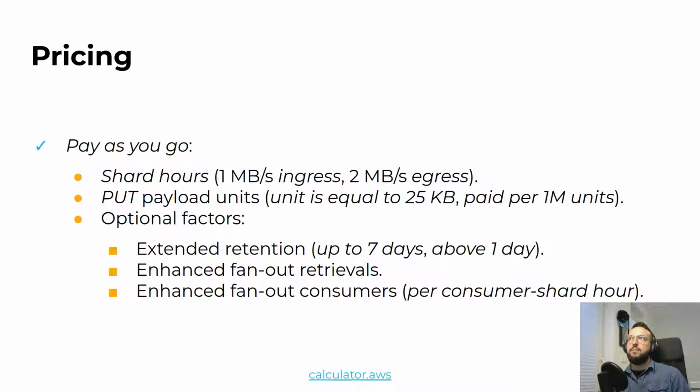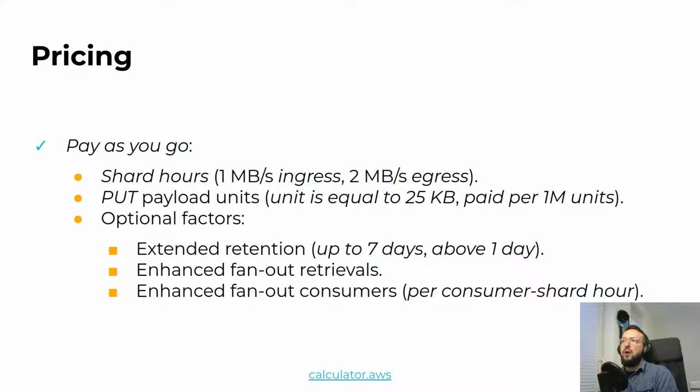I already talked a little bit about the pricing, but more or less it is a pay-as-you-go model. And we are paying for two things for sure. We are paying for shard hours. So every single hour that our shard is active, and one shard is able to handle 1 megabyte per second for ingress and 2 megabytes per second for egress, we're paying. But also we pay for the put payload units, and one unit is equal to 25 kilobytes, and you are paying per 1 million units.